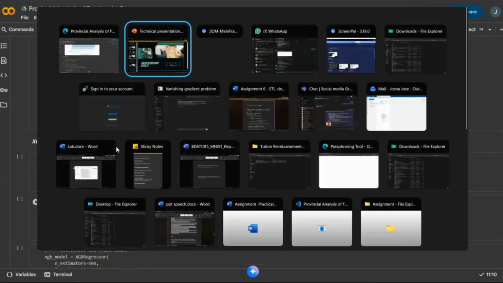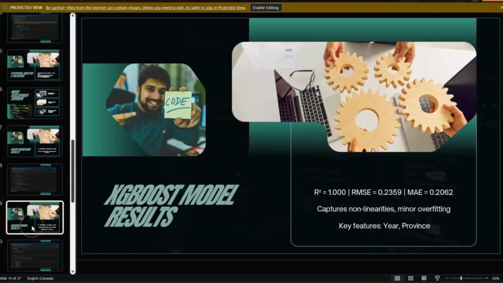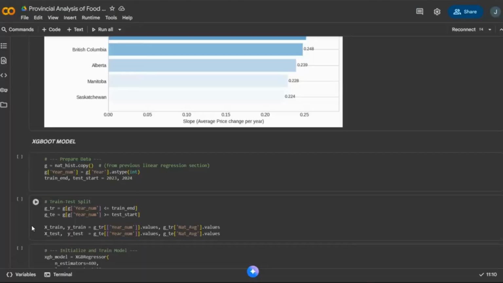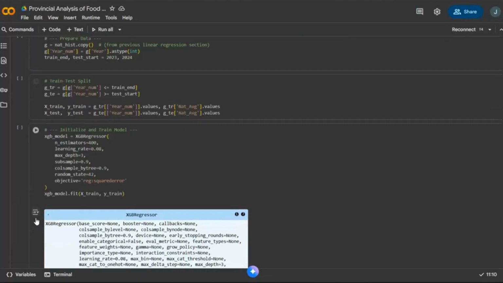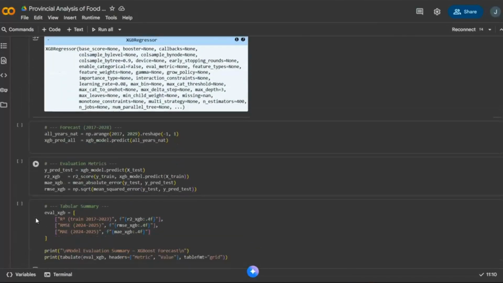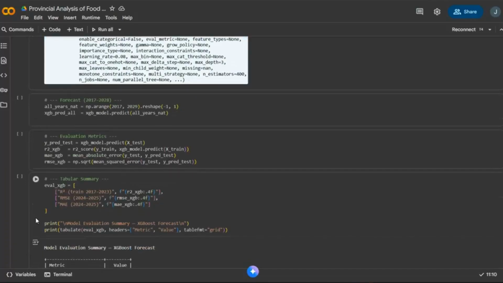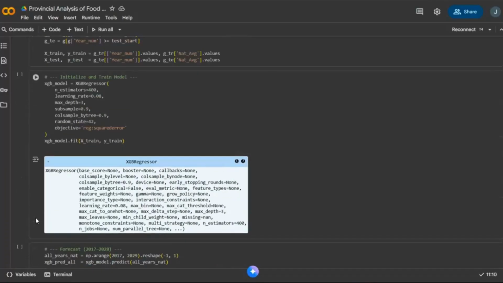The second model was the XGBoost regressor, chosen because it captures non-linear relationships and interaction between provinces and time. We tuned parameters like learning rate, maximum depth, and number of estimators.